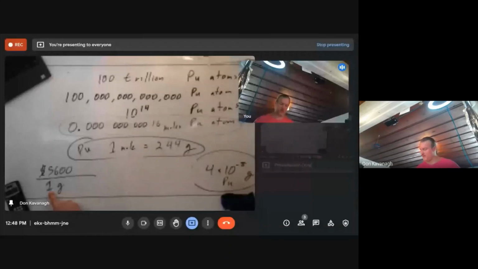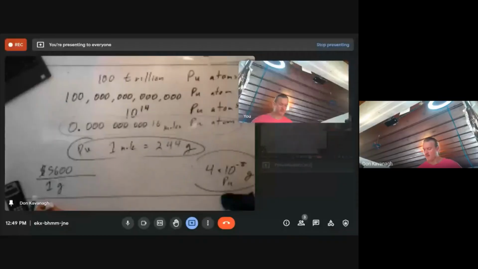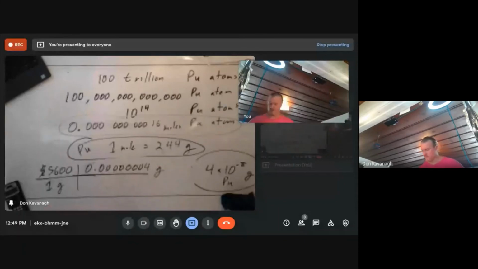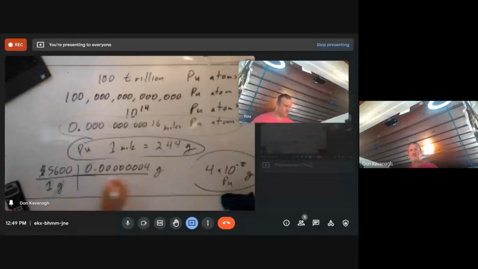We have this many grams. I'm going to put this in standard notation because I have the room. 1, 2, 6, 7, 4, 1, 6 grams of plutonium. So now, when we calculate this out here, grams will cancel out. We'll be left with dollars right here. We're going to be left with a very, very tiny dollar amount.